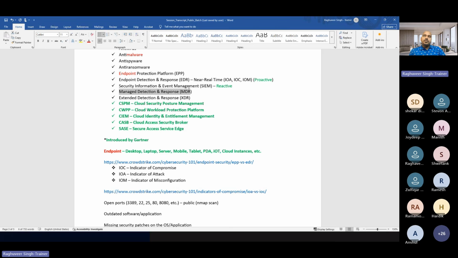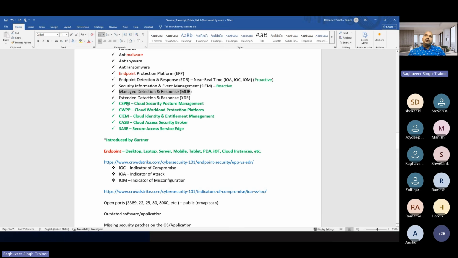The other aspect is that the EDR solution, the security vendors like CrowdStrike, Palo Alto, Zscaler, they also provide customers access to their experts who are working round the clock to protect customer interest. That's what managed detection and response is all about, which is nothing but outsourcing your security support to a third party, or to the security service provider itself. That's managed detection and response.